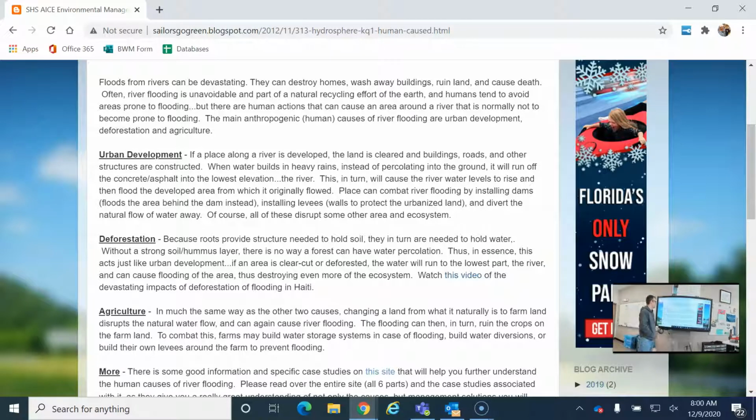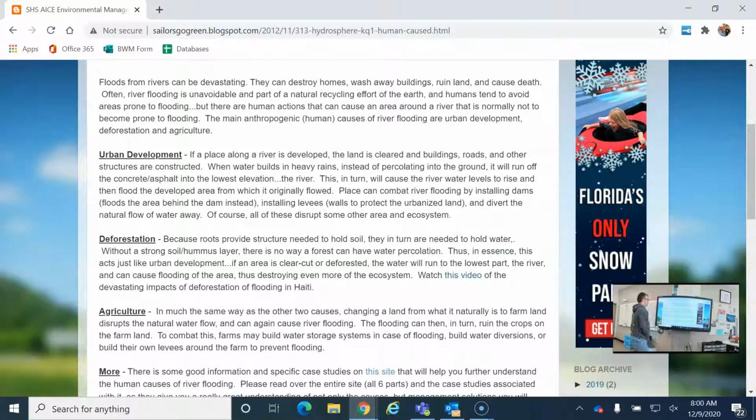Places can combat river flooding by installing dams. And so basically, oh no, we're having a lot of flooding because we developed this area. Now the area that we developed is flooding because we developed it. So let's develop something else and put up a wall. We put up the wall that floods the area behind. You pick an area that's not occupied. That area becomes a reservoir, and then you can control floodwaters as they go down.